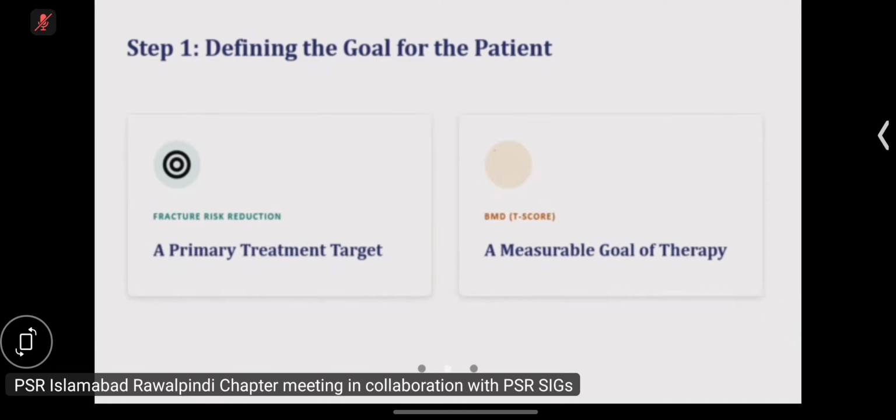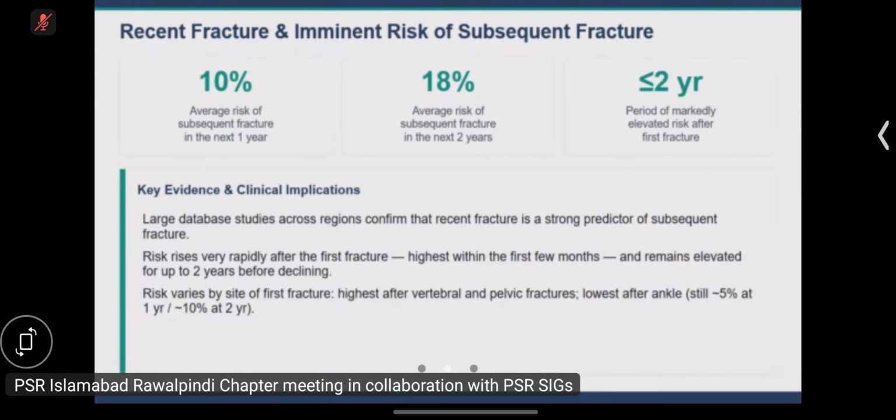And then we also assign them a second goal, which is that they should be able to gain a specific BMD level, and that can serve as a measurable goal of therapy that we can keep an eye on. So why are we so obsessed with fractures? There are many reasons. We all know that fractures can play havoc with a patient's life, but also because we know that once a fracture happens, it puts the patient at an imminent risk of a subsequent fracture.